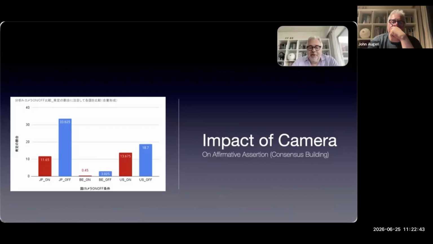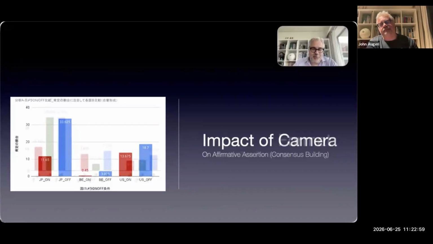So the higher percentage of affirmative assertion in Japan with the camera off in the brainstorming and consensus building might be culturally explained by the will to feel the ambience before speaking. This might be a cultural insight to explain those results.